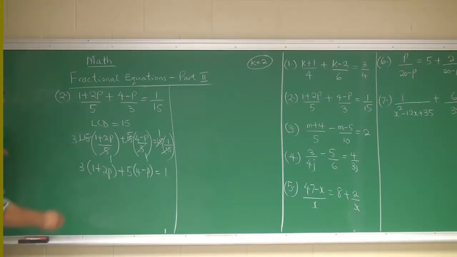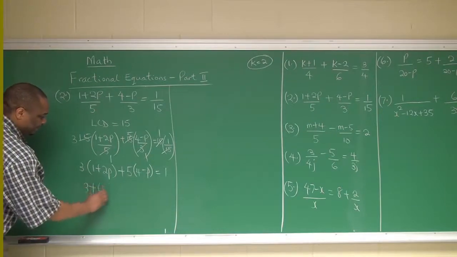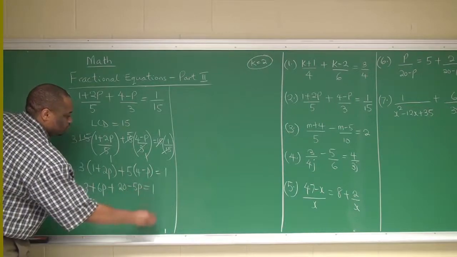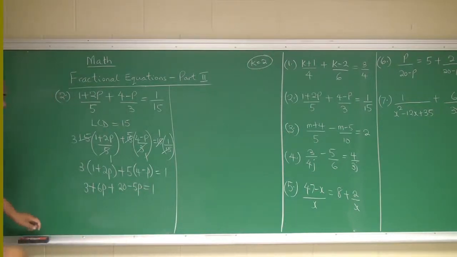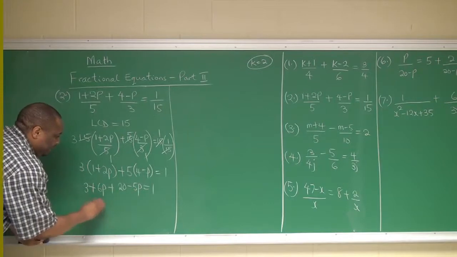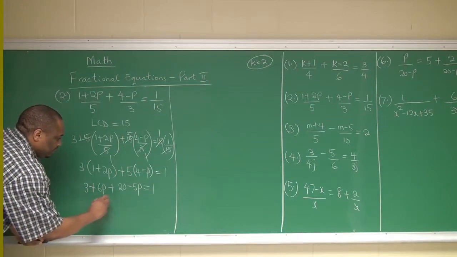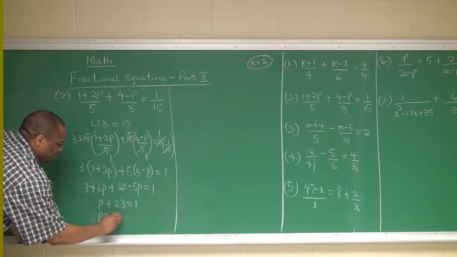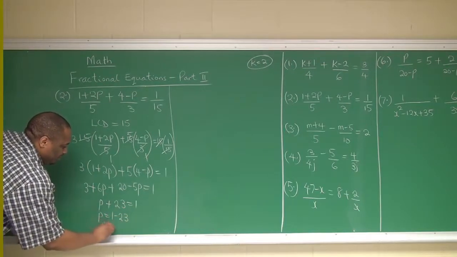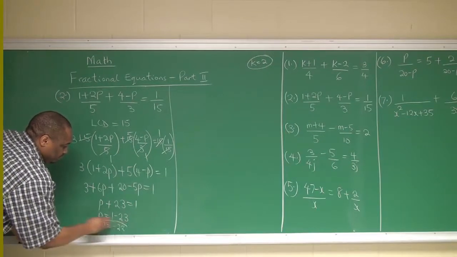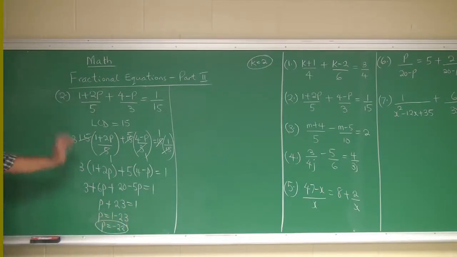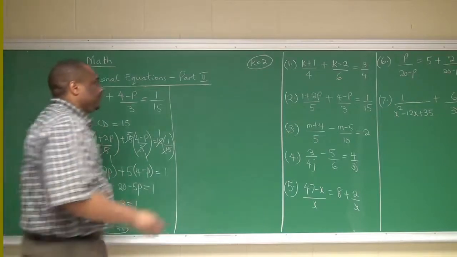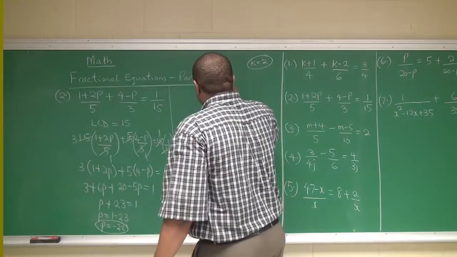We distribute. This gives us 3 plus 6p plus 20 minus 5p equal to 1. So we now have that 6p minus 5p is p, then plus 23 is equal to 1. So our p will now be 1 minus 23, and our p will be negative 22. Do we stop here? Nope. We've got to do what? Check. So we come over here, we write check.